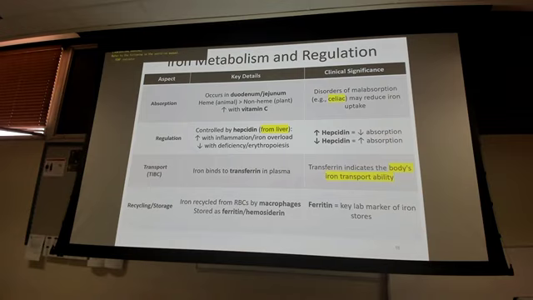So transferrin transports what? Iron. And ferritin is what? Lab marker. All right.